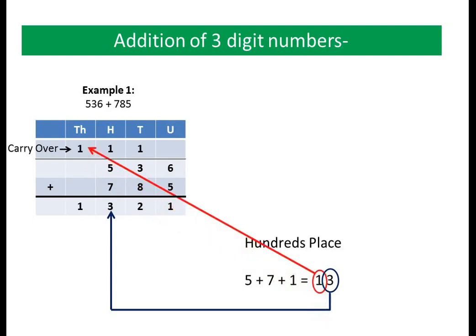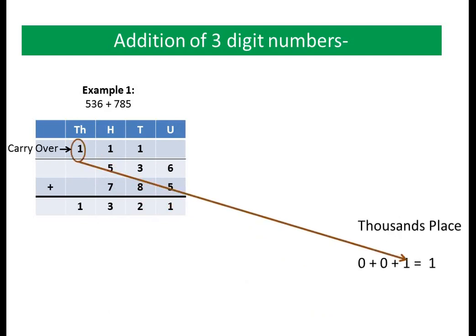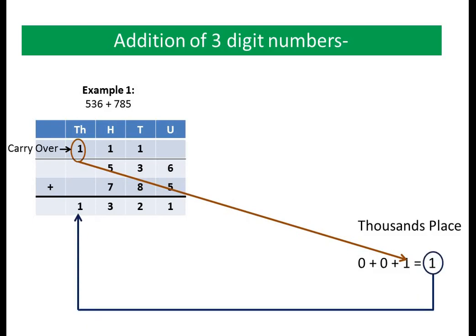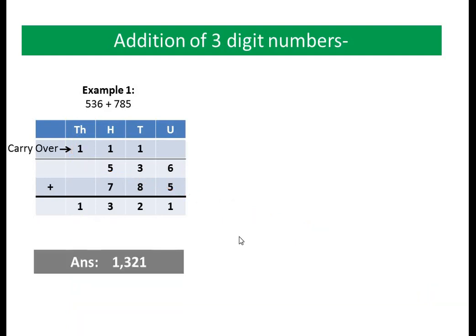Now add the digits in thousands place, that is 0 plus 0, and we will add 1 which was carried over from hundreds place. So 0 plus 0 plus 1 is equal to 1. Thus we write 1 in thousands place. So the answer is 1321.